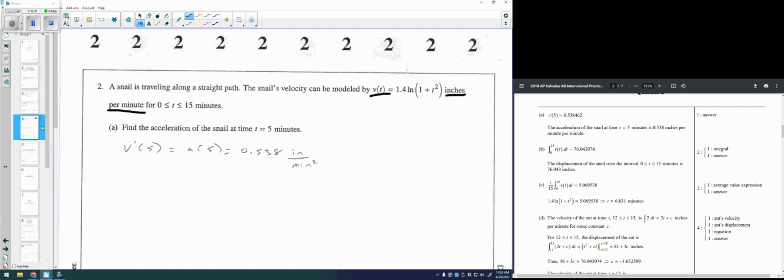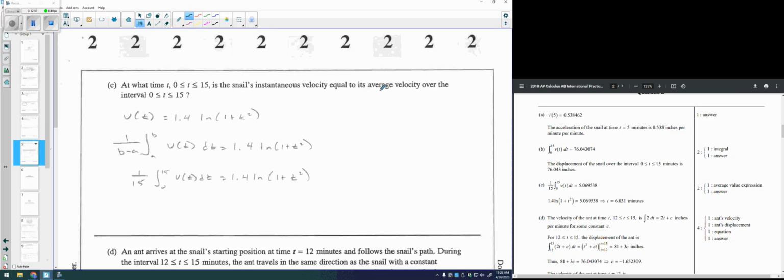How do I find average velocity when all I know is an equation for instantaneous velocity? Normally what you have is an equation for position, or you have a table with position. Not true this time. So how do I find average velocity when all I know is velocity? Think about how we described average value. The average value of a function is the average value of whatever function you have right here.